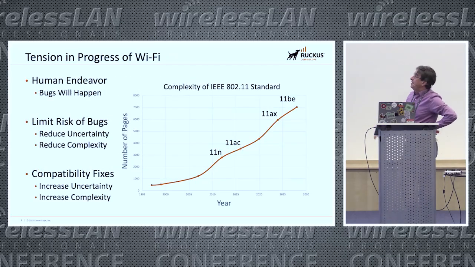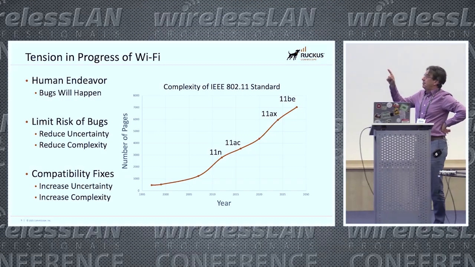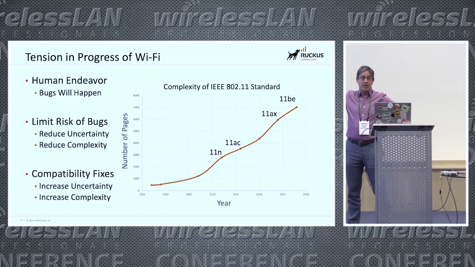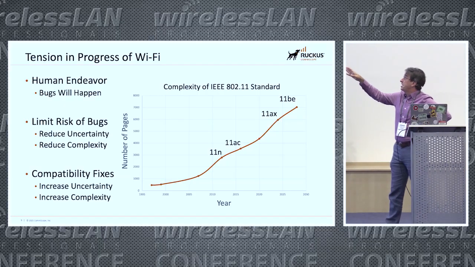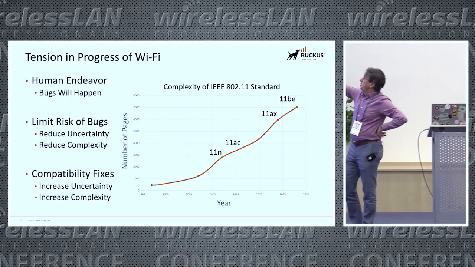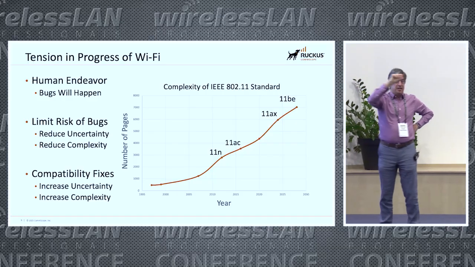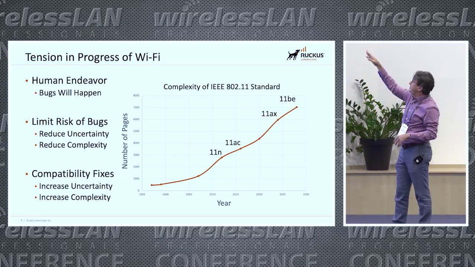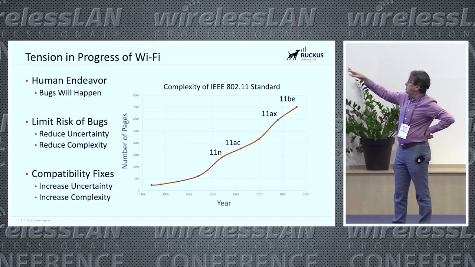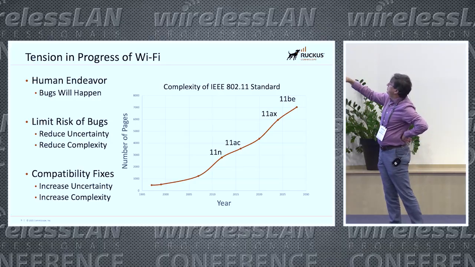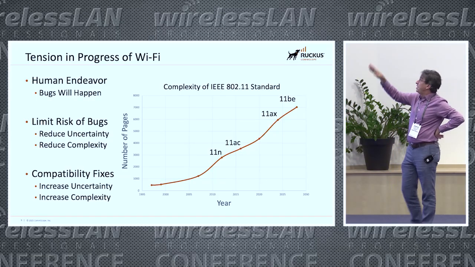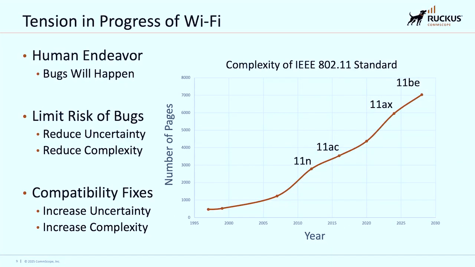Why does it matter? It matters because Wi-Fi is a human endeavor. This is how the complexity of the standard has evolved over the years. This graph shows when an amendment made it into the full spec, so these are the page numbers of the full spec. 11AX there, of course, was released in the 2019, 2020 timeframe, but when it was merged into the full standard, that's where it came in, and you can see the complexity shooting up.